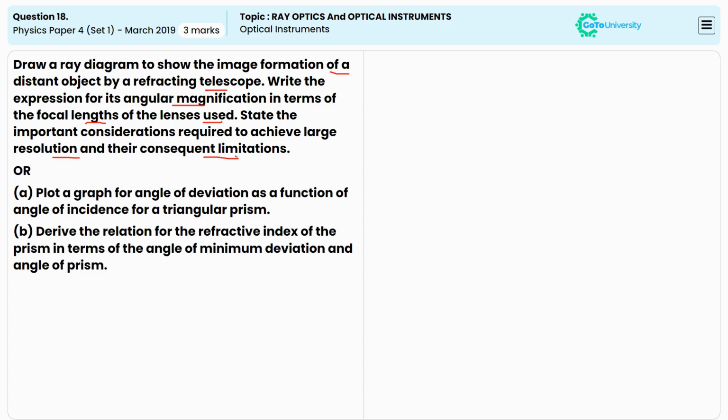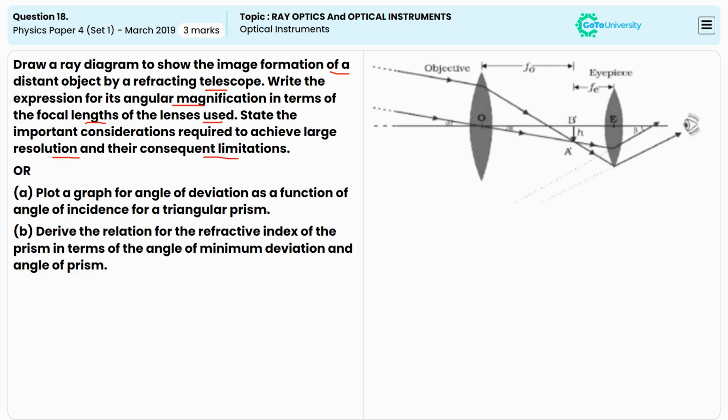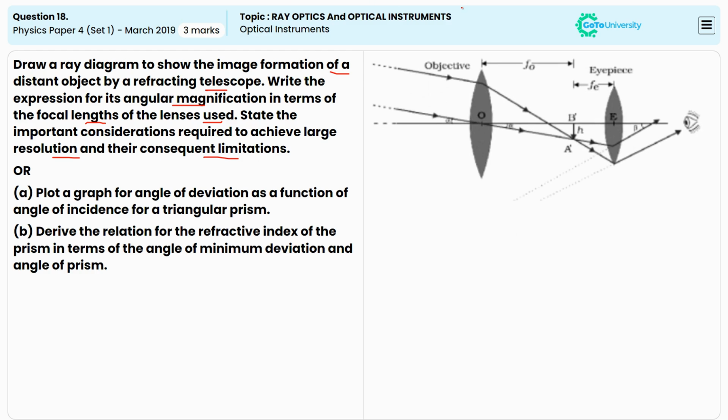So to draw the ray diagram, we require two lenses here. One is the objective lens and another one is the eyepiece. The first one is the objective lens, and the second one, the small one, is the eyepiece lens. And these two lenses are coaxial, that means they are placed on the same axis.